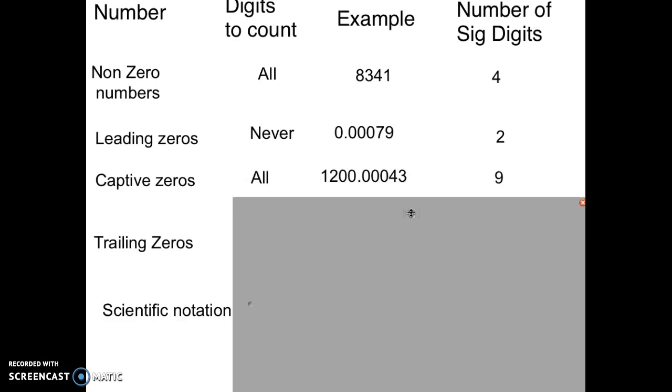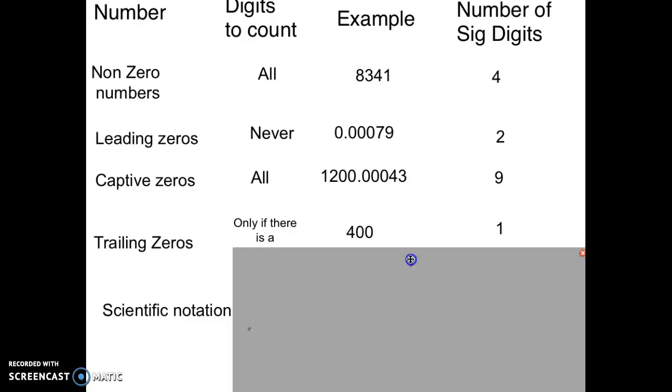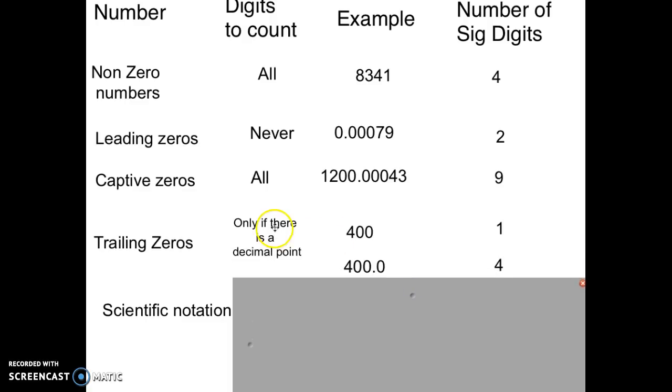Then there's something called captive zeros. Captive zeros are zeros embedded between numbers that are not zero. When you have captive zeros, you count all of them. So this would be 9 digits here, 9 significant figures. Now trailing zeros would be zeros after the digits. If you don't have a decimal point, there's only one, which would be right here. If there is a decimal point, you count all of the zeros. So in this case, there's 4.